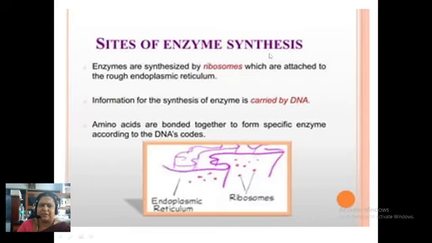Sites of enzyme synthesis. Enzymes are synthesized by ribosomes which are attached to the rough endoplasmic reticulum. Information for the synthesis of the enzyme is carried by DNA. Amino acids are bonded together to form the specific enzyme according to the DNA codes. So this is the endoplasmic reticulum and these are the ribosomes.